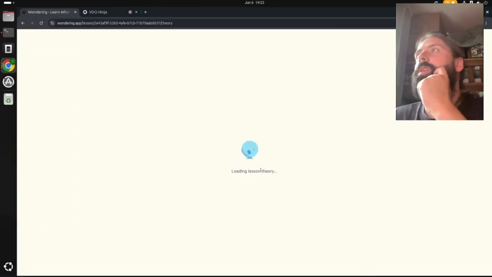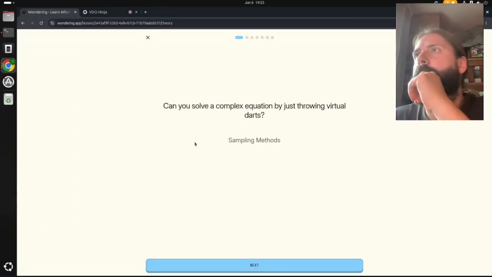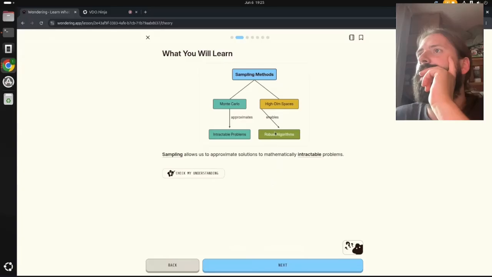Sampling methods. Can you solve a complex equation by just throwing virtual darts? Next. Sampling methods, Monte Carlo, high-dimensional spaces, enables robust algorithms, approximates intractable problems.